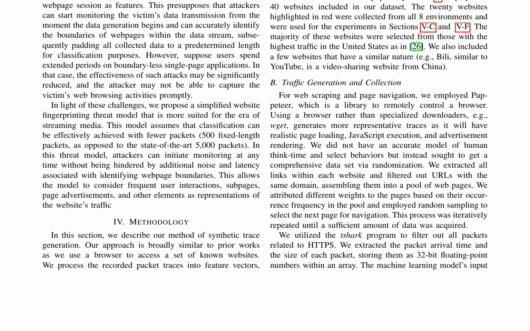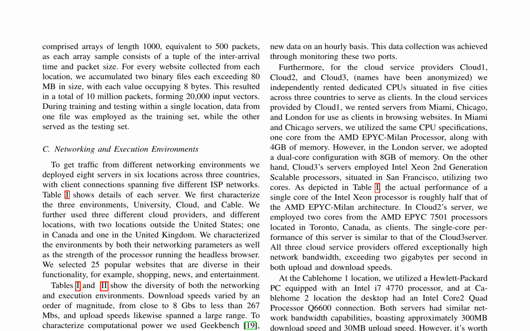The university environment utilized 2 Dell R7525 computers located in a campus data center as clients, while the cloud service providers rented dedicated CPUs situated in 5 cities across 3 countries to serve as clients. Cable home environments were also used, with Hewlett-Packard PCs equipped with Intel i7 4770 and Intel Core 2 Quad Processor Q6600 connections.